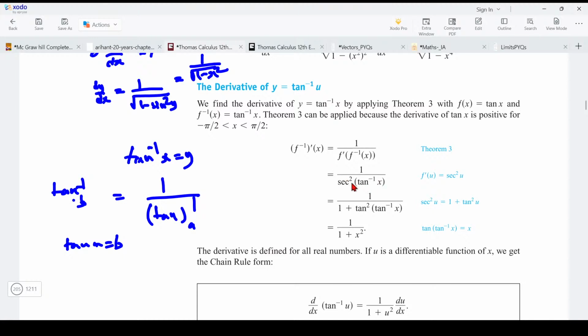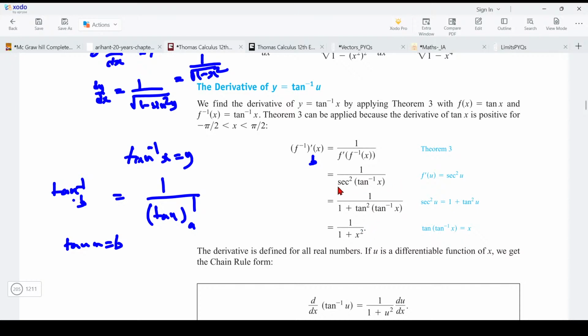So in this case, here, F inverse, this X is B, and what is A? A should be F inverse of X, right? So that's why we are taking tan inverse. So secant square of tan inverse is nothing but, we can write it like this, secant square 1 plus tan square. So tan square of tan inverse X is X.